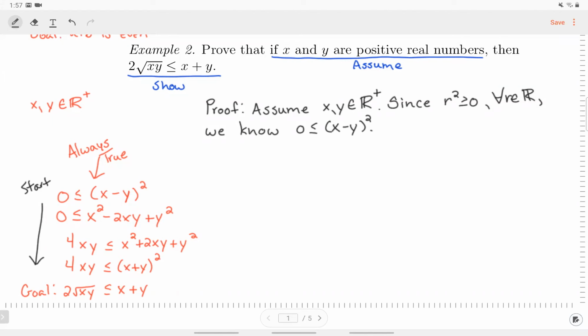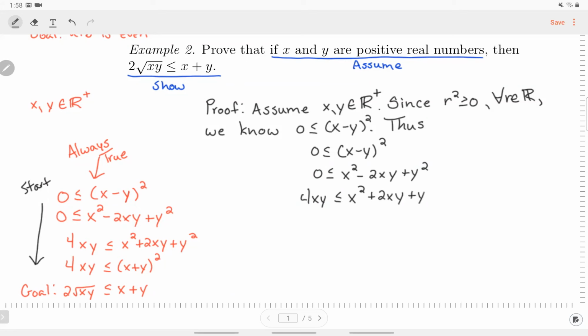All right. Thus, here we go. I'm going to do my string of equations. 0 less than or equal to x minus y squared. 0 less than or equal to x squared minus 2xy plus y squared. And now I look at my work and say, oh, I need to add 4xy to both sides. All right, and that is x plus y squared. So again, I'm just reversing my work.